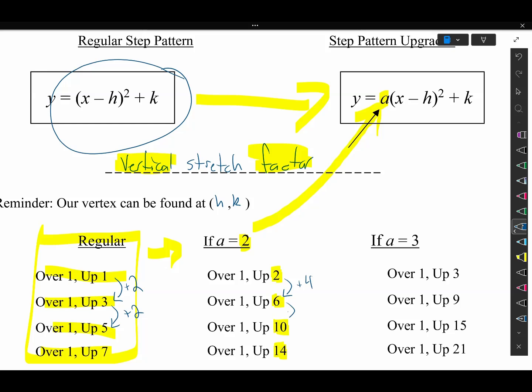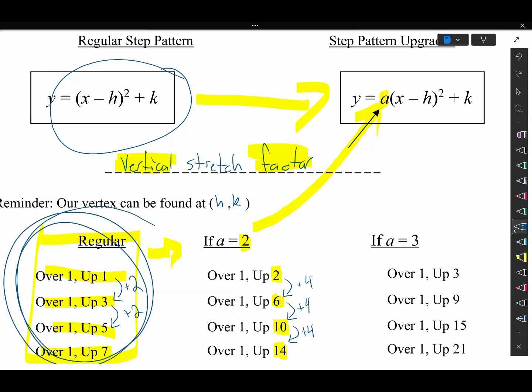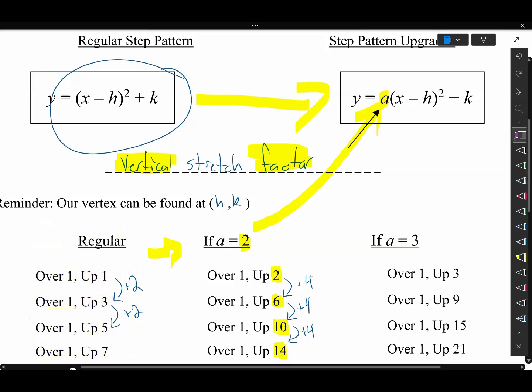That's great. If you memorize that, that's fantastic, but that's actually more than you need to memorize. The whole idea here is if you have your regular step pattern right here, if you have this piece memorized, great. That's all you need. This is a factor. A factor means we're multiplying. So instead of going up 1, we multiply that by 2, and we find our new step pattern goes up by 2. Instead of going up 3, we multiply that by 2, we're going up by 6. Instead of going up by 5, we multiply by 2, we're going up by 10.